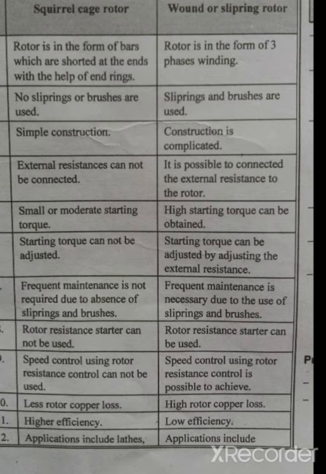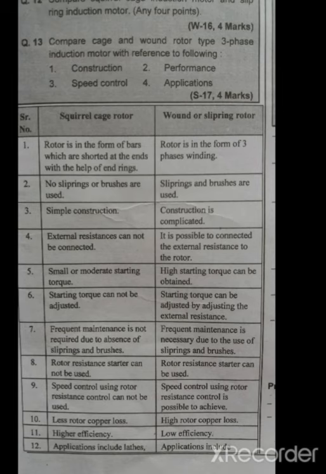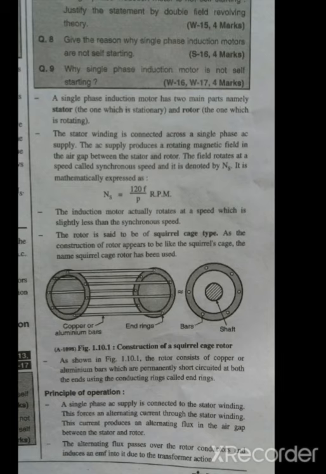The second type of rotor is the slip ring rotor or wound type rotor. This is the construction of the slip ring type induction motor. Here is the shaft, and rotor slots are here. The slip rings are placed on the axis of the shaft, and the external resistance is connected at the slip rings. The brushes are connected to add or cut down the external resistance.